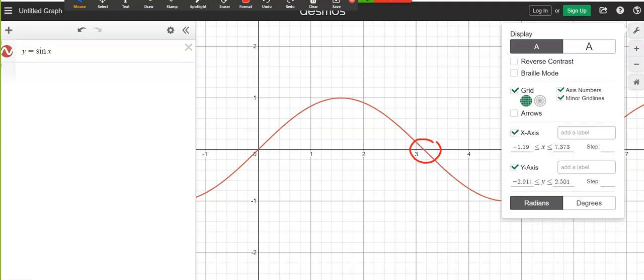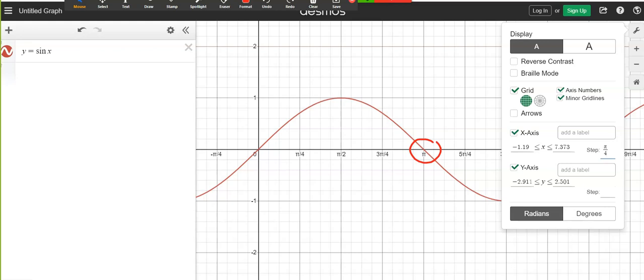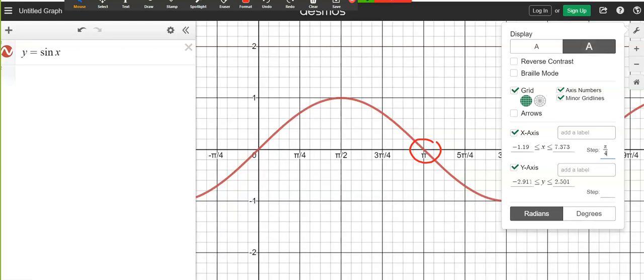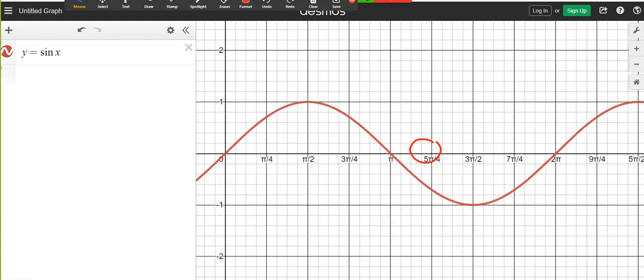Now I'm going to change the scale here. I'm going to make the x scale go by pi over 4. That's one of the nice things about this, it changes it. Let's clear that off. Now, where does this come from?